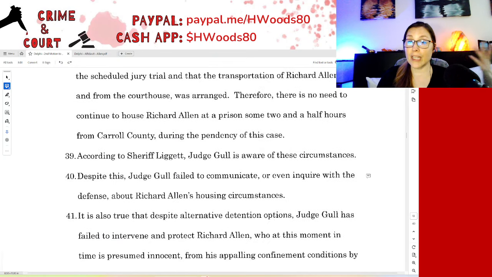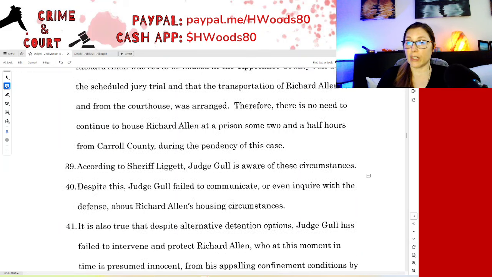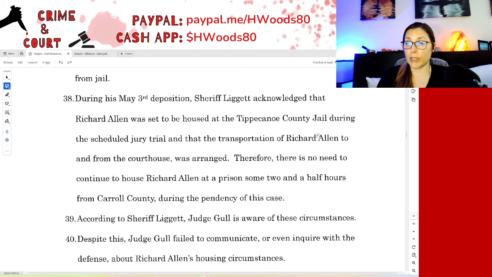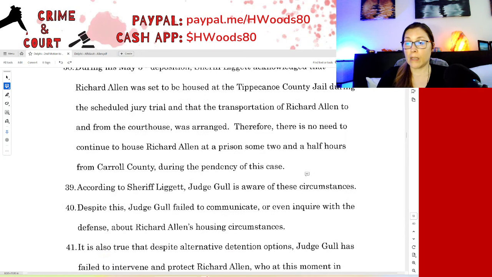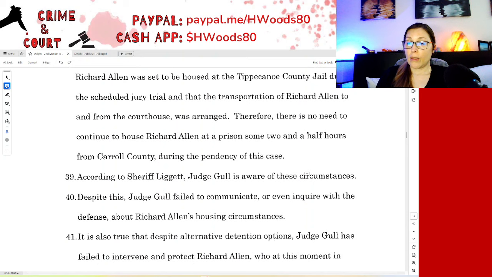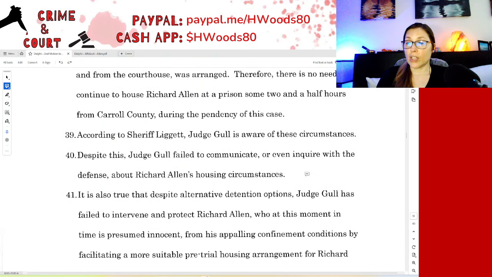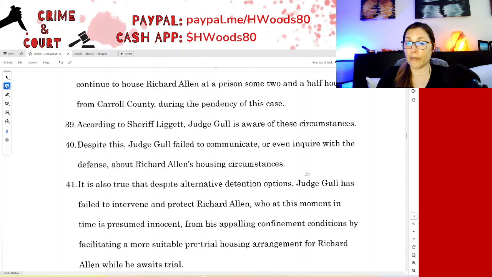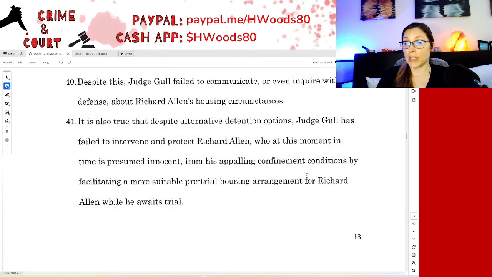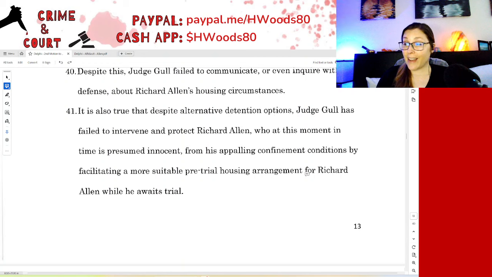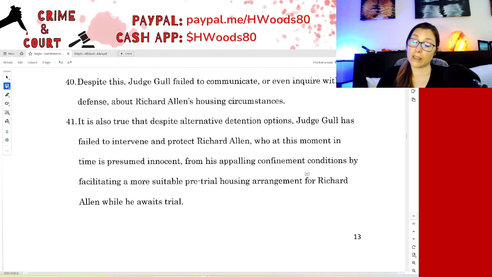So while we're still in litigation, move my client closer to me. There's no reason for him to be so far because we've got the Tippecanoe County Jail that's willing to take him. So bring him back. 39. According to Sheriff Liggett, Judge Gull is aware of these circumstances. 40. Despite this, Judge Gull failed to communicate or even inquire with the defense about Richard Allen's housing circumstances. She didn't even ask. That means that she's part of keeping him in this isolated state.